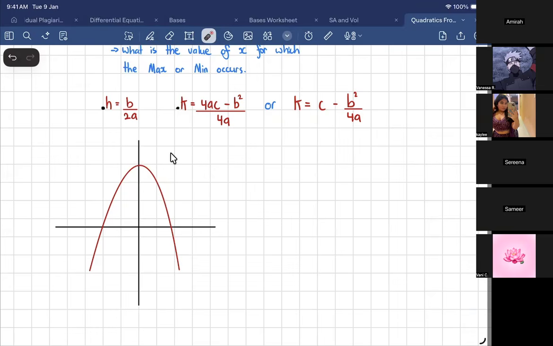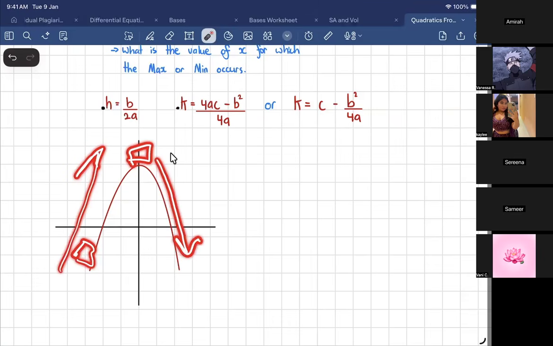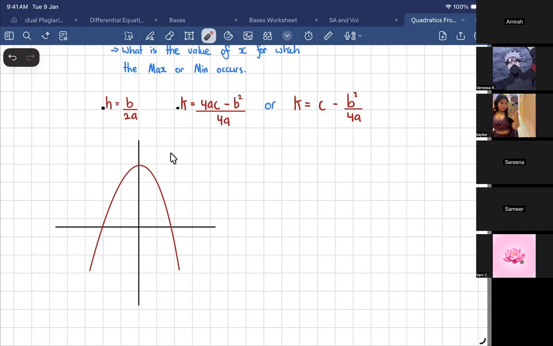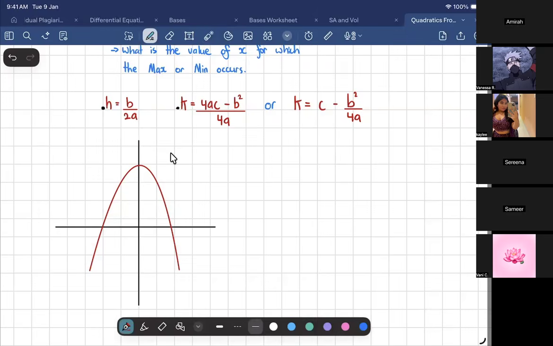Because imagine if you were driving a car. Wouldn't you be going uphill here? Then it would be kind of flat here, and then you'd be going downhill. So you can see that the direction of the gradient changes. And so this is the turning point, the point at which it turns. Everybody okay with that? Yes, sir. So we call this the turning point.